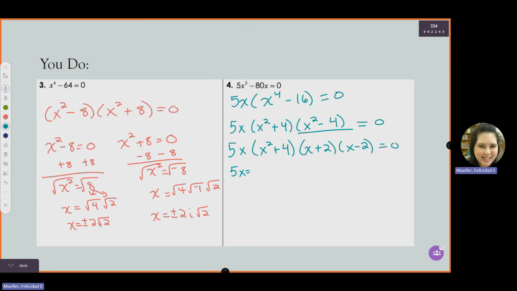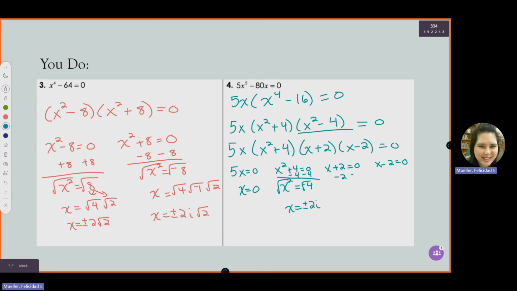So 5x equals 0, x squared plus 4 equals 0, x plus 2 equals 0, and x minus 2 equals 0. Based on the previous slide, we already know this one is going to be x equals 0. We can just work our way through. x squared equals -4 because we subtract 4 from both sides, and take the square root of both sides. And we get x equals plus or minus 2i.